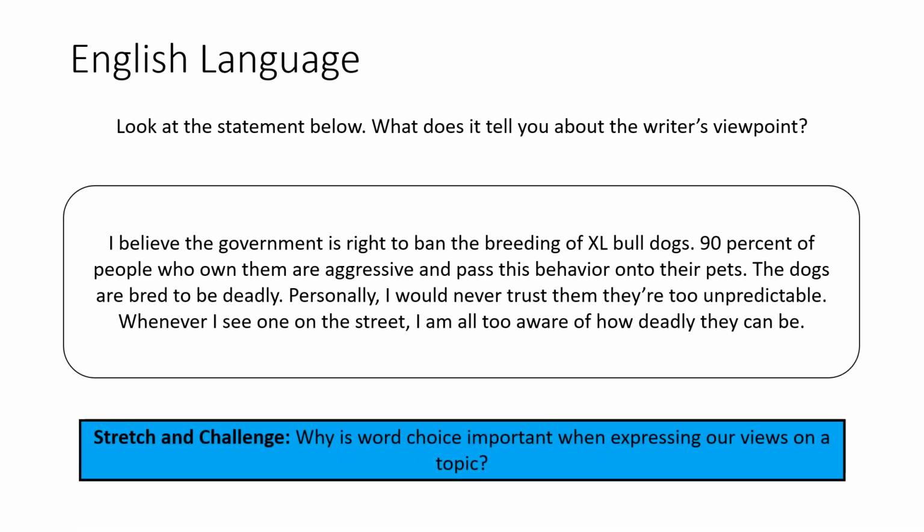So what I'd like you to think about before we move on is, why is word choice important when you're expressing your views on a topic? Now if you think about the words that we looked at in the previous part, we've got words like aggressive and violent and deadly, all of which are creating a viewpoint of the writer. So it's important that you're able to zoom in, identify things like the word class, so is it a verb, a noun, an adjective, and also the connotations as well, to fully understand the viewpoint that the writer is trying to convey.